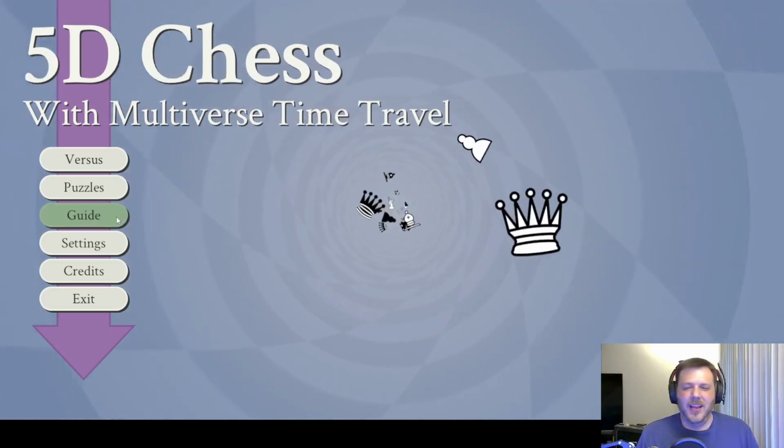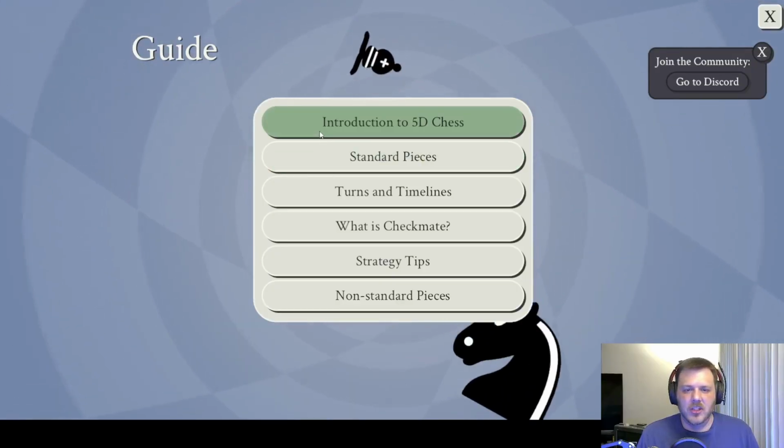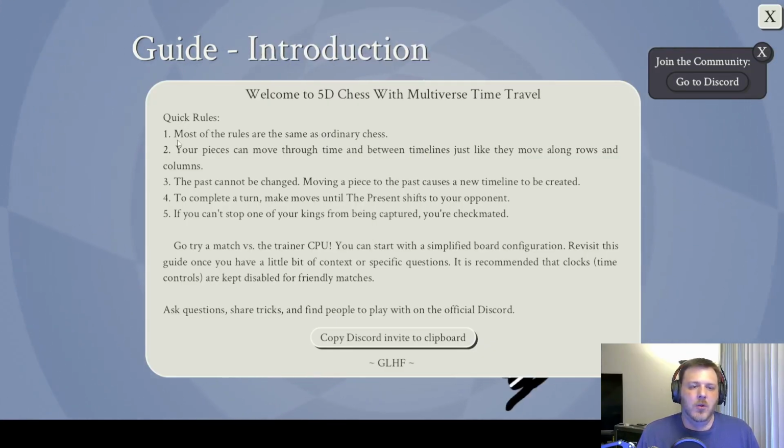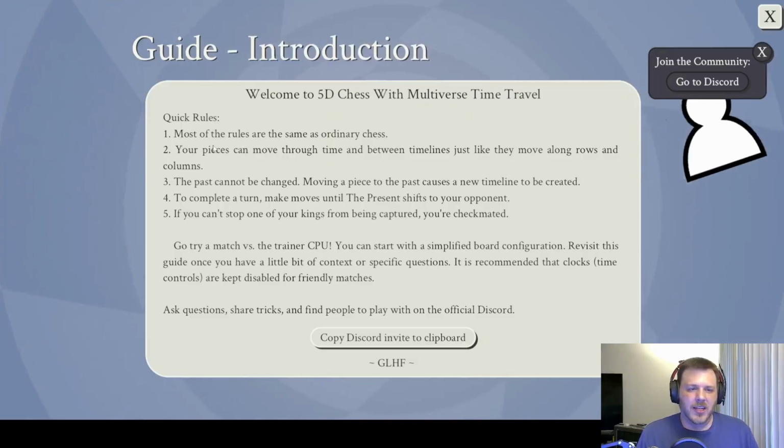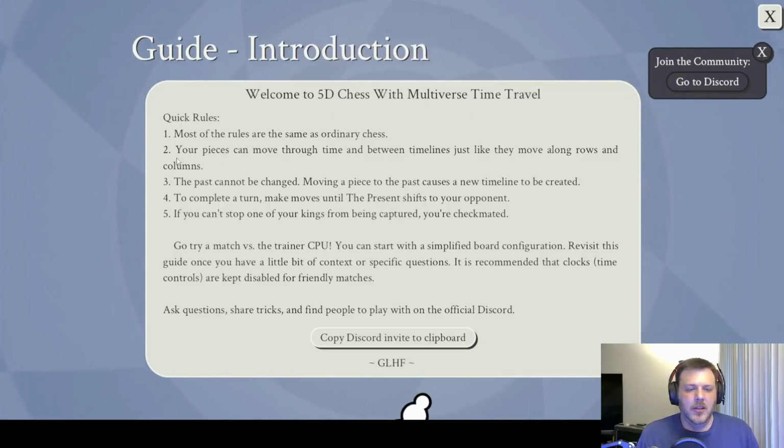To start off with, let's check out the guide. Introduction to 5D Chess. Quick rules. Most of the rules are the same as ordinary chess. Your pieces can move through time and between timelines just like they move along rows and columns. The past cannot be changed. Moving a piece to the past causes a new timeline to be created. To complete a turn, make moves until the present shifts to your opponent. If you can't stop one of your kings from being captured, you're checkmated.